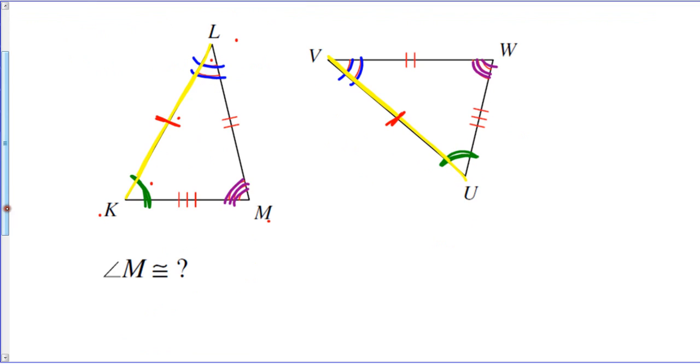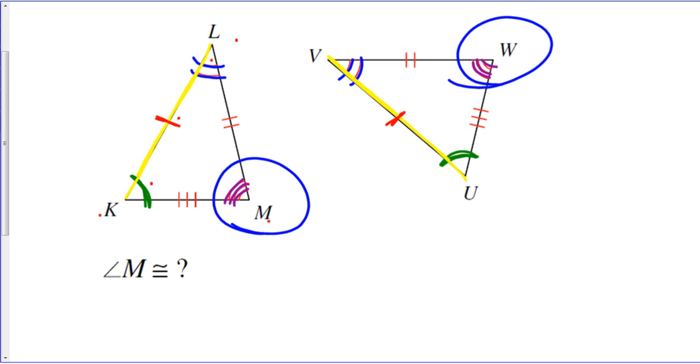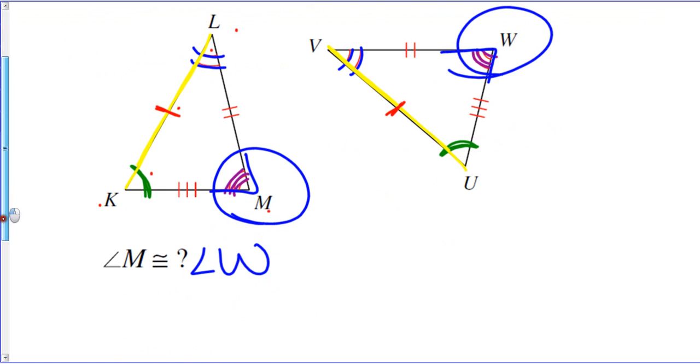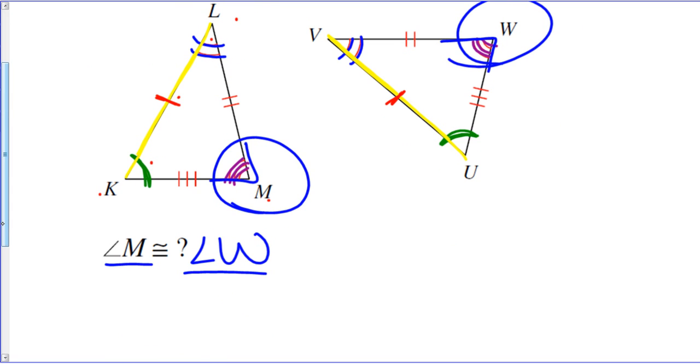Okay, and so if we look, we've got angle M. We can do two things. We can either look at the triangles themselves, because we have the pictures, and we'll say, okay, angle M is congruent to angle W, and that completes our congruent statement. Or we can look and say, here's M and here's W, and we have two separate triangles, and remember there's only one angle at each of these, so we can just list it with one letter. So angle M congruent to angle W.